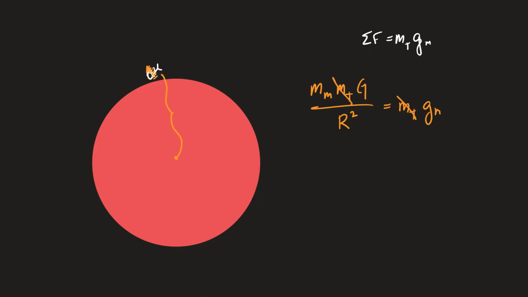Oh, mass of Tara cancels. So anybody who falls on Mars will fall at the same acceleration. And that's it. That's how you find the acceleration of gravity on another planet. Not a whole lot to do there. So Tara manages to not trip so badly and recovers.